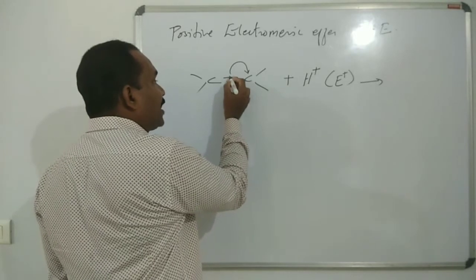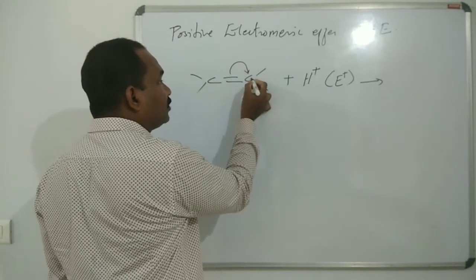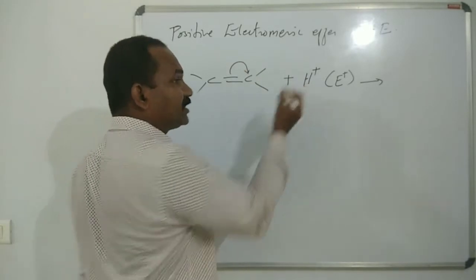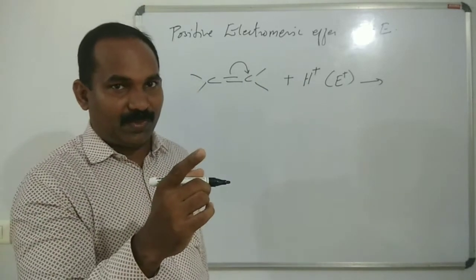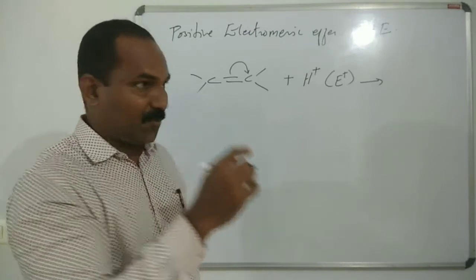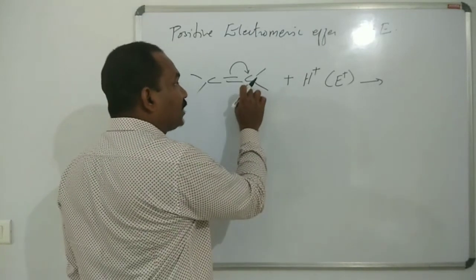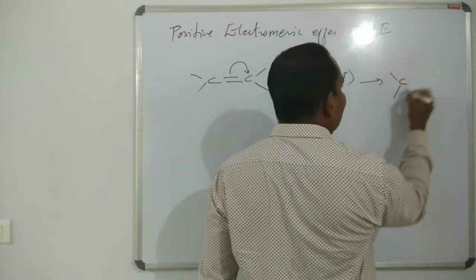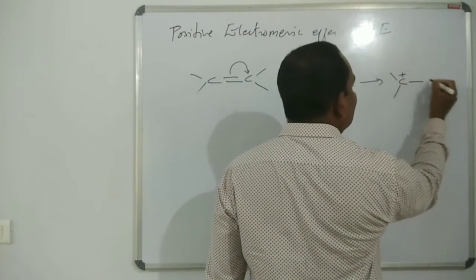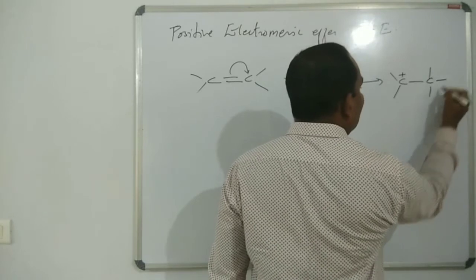When this pi bond is shifted to this carbon atom only in the presence of an attacking reagent, that carbon becomes negative. Okay, that carbon becomes negative. And to that carbon atom, the H plus is attached. So we get CH.